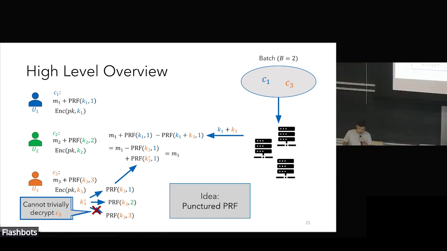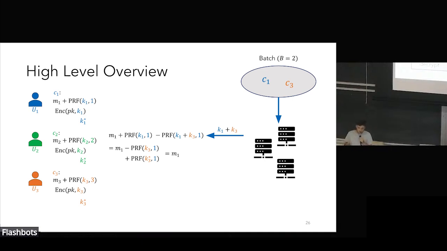The good thing is that we know K3 star as part of the ciphertext. During aggregation, we can just use K3 star to undo this mask and thus recover M1. And if the same is done by user 1 and user 2, so every party also publishes a punctured key for their key and their respective index, we can decrypt all ciphertexts in the batch by sending only the sum of the keys, so it's order 1 communication.